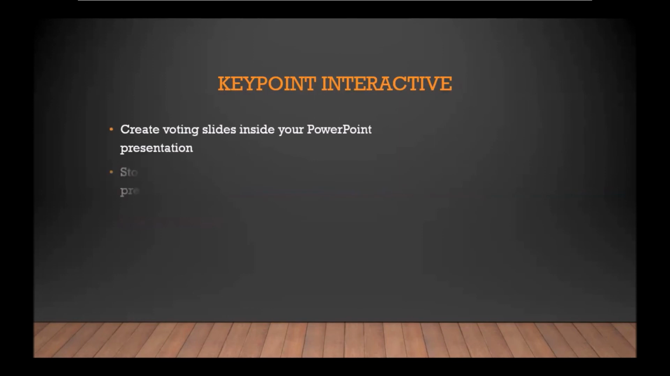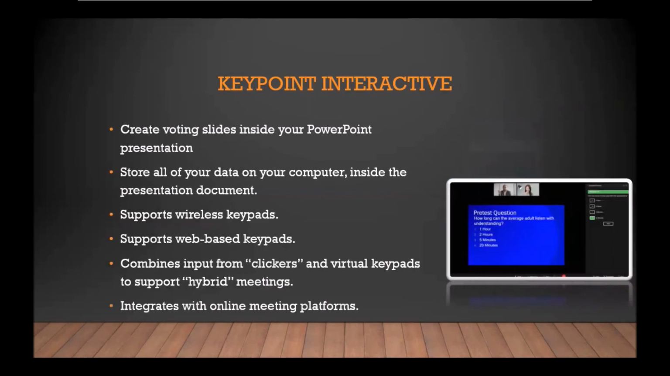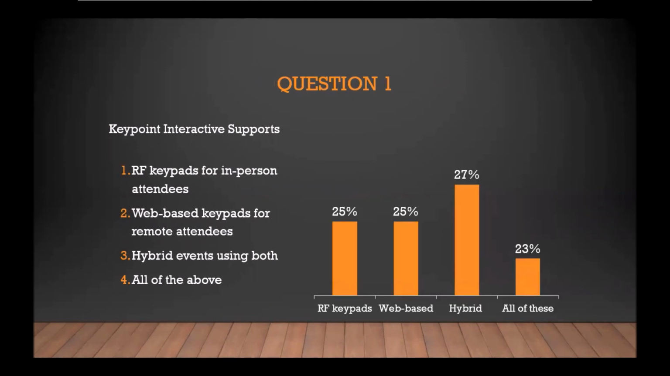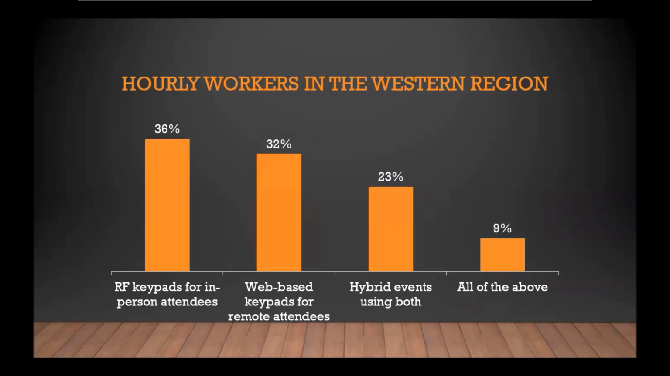You've seen this sample lecture slide a number of times, so I'm just going to step through it. Here's our test question. Simulation voting is all over the map here. Here's our breakdown by region. We can see that more people in the Eastern region knew the answer was all of the above. Now let's take a look specifically at the hourly workers in the Western region. Well, there's an opportunity for more training.